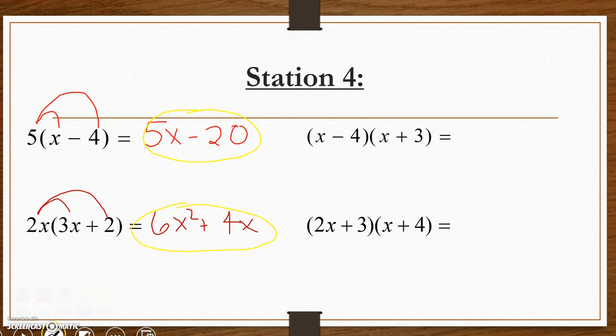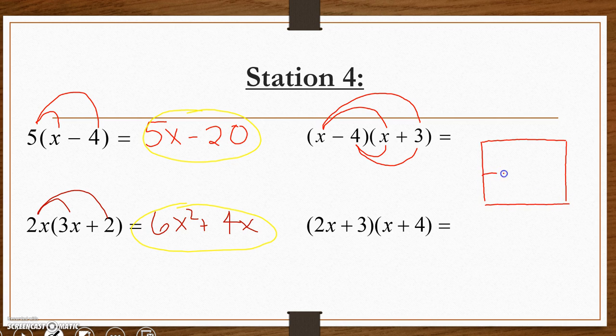Now for the next two, you have to use FOIL, which you might have remembered from Algebra 1. What that is, your teacher probably told you, the first, the outside, the inside, the last, FOIL. Or maybe your Algebra 1 teacher taught you the box method. So that's what I'm going to use most of the time. So that's what I'm going to show you.